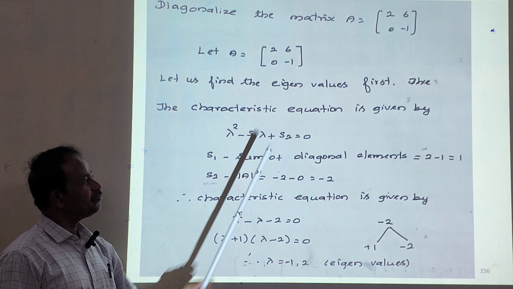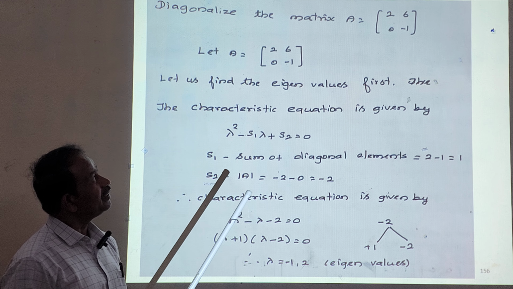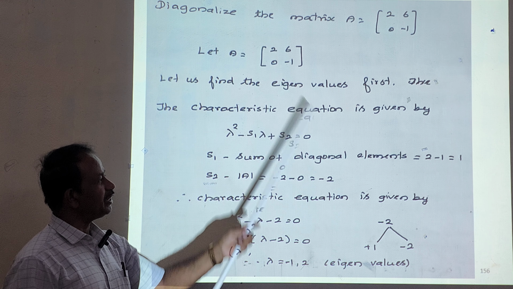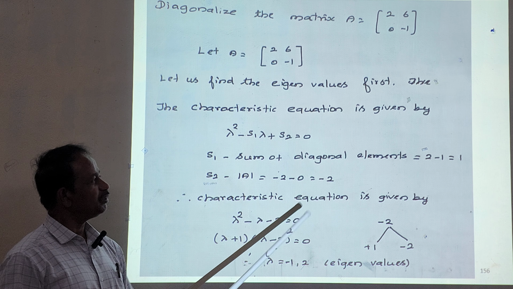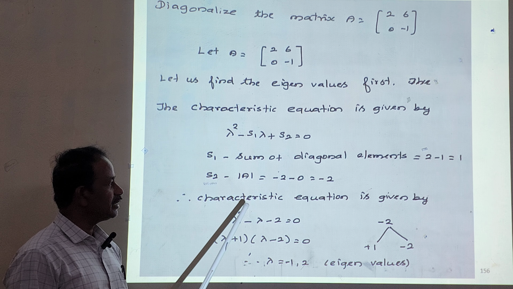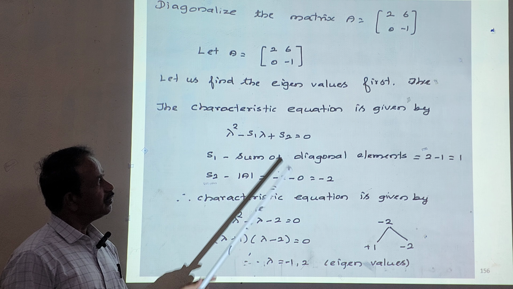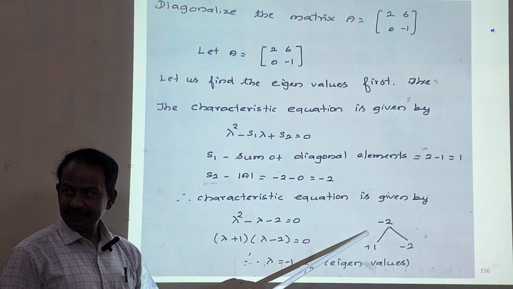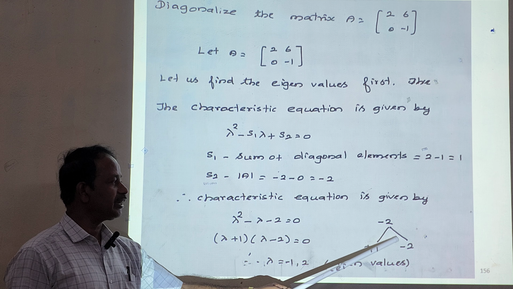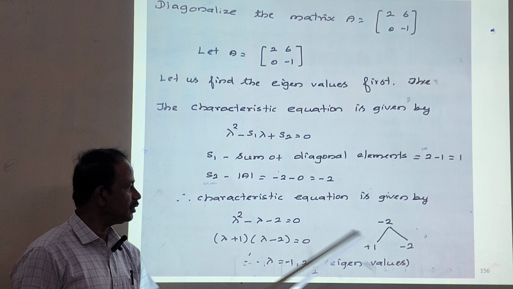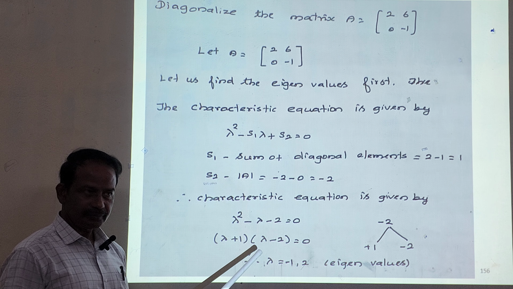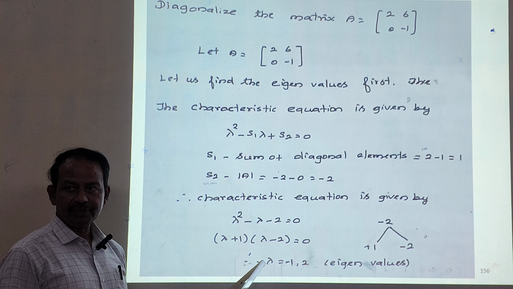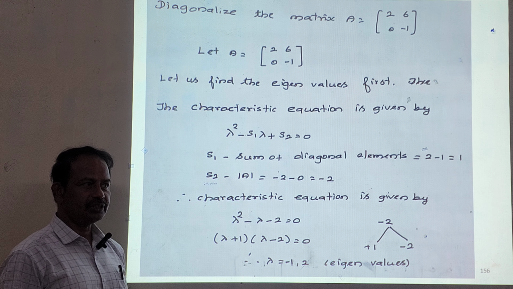So det A is nothing but minus 2 times 2 multiplied by minus 1, which is nothing but minus 2, correct? Minus 2, then this becomes 0. So the characteristic equation is given as lambda squared minus lambda minus 2 equal to 0. So we have to factorize minus 2, that will be plus 1 and minus 2. Multiply will give you this, add will give you minus lambda, correct? So your eigenvalues will be minus 1 and plus 2.